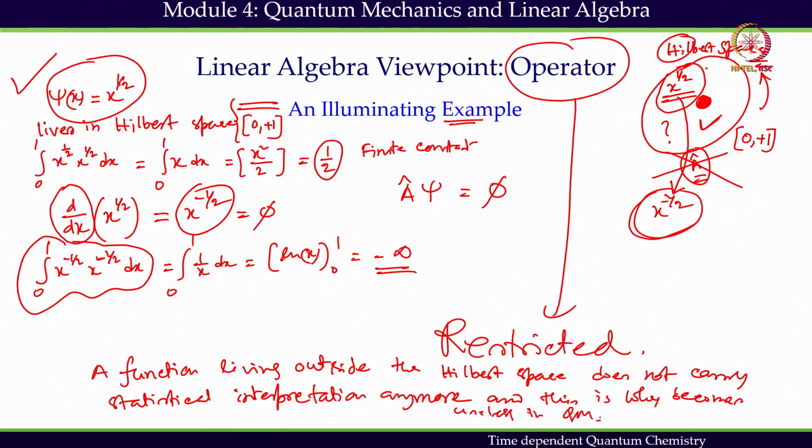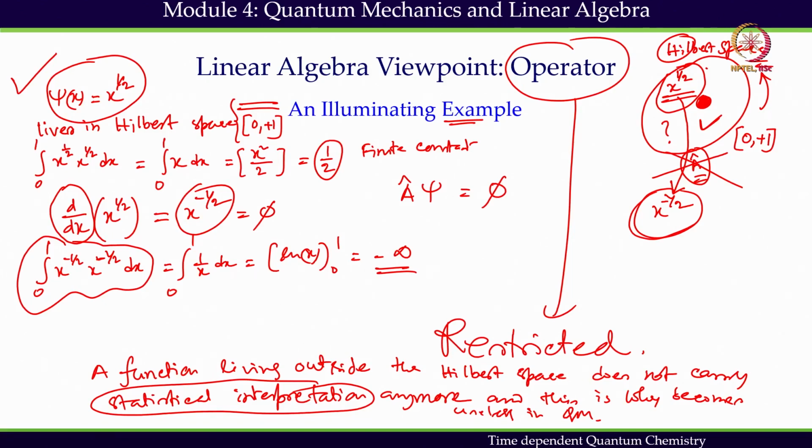So, the basic idea is that when I am selecting a wave function, it should stay in the Hilbert space, because it will then carry statistical interpretation, and that is the only interpretation I have for the wave function in the standard interpretation of quantum mechanics. If the statistical interpretation is gone, then there is no meaning of the wave function, and if there is no meaning of the wave function, there is no quantum mechanics anymore.